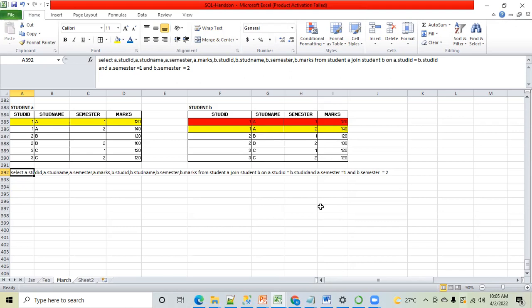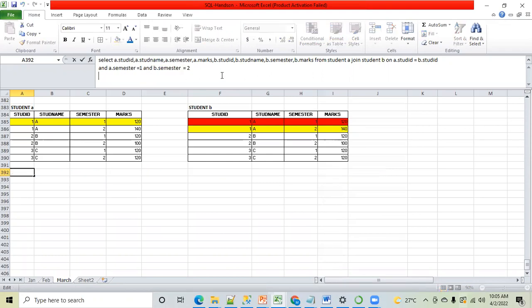Any guesses? I think you are trying to fetch the data of semester 1 from student A and semester 2 from student B. Here I am giving the filter condition, right? Only data is getting filtered. I'm not doing anything with alias. Alias I have already done here, A dot and all those things. My question is not about alias.